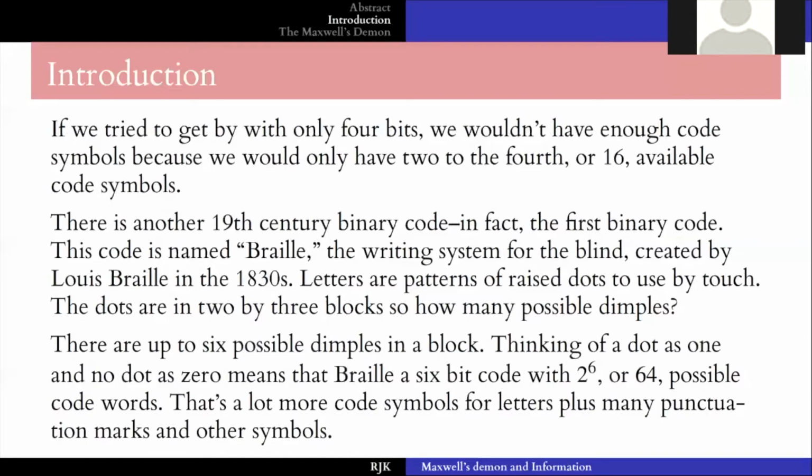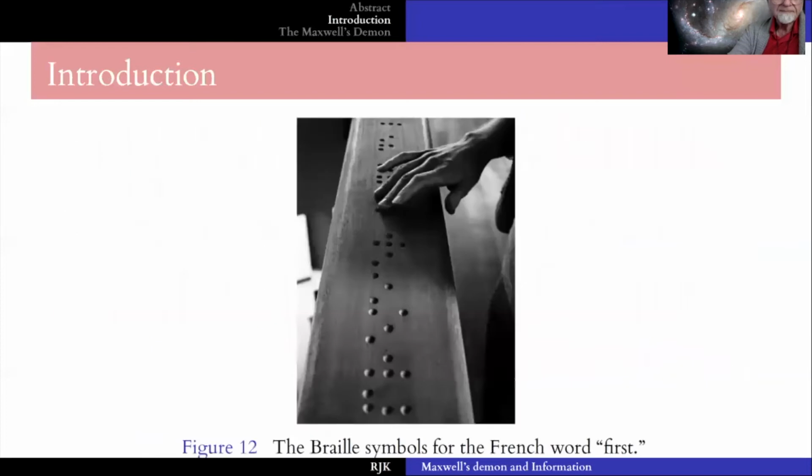Okay, so there's 6 possible dimples in a block, and thinking of a dot as 1 and no dot as 0 means that a Braille is a 6-bit code, 2 to the 6, 64 possible code words. That's a lot more code symbols for letters plus punctuation marks and some digits and other symbols.